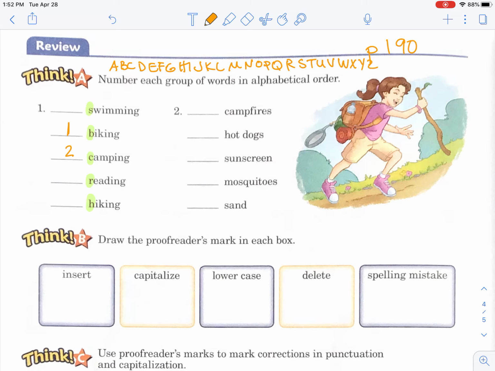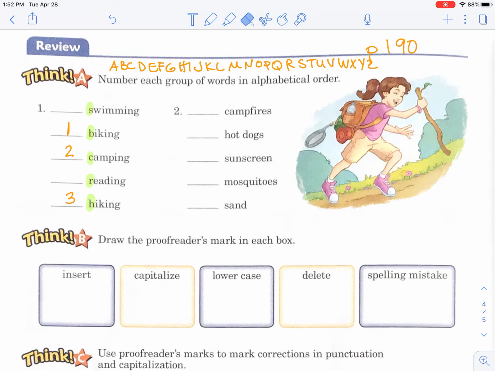A, B, C, D, E, F, G, H. There's H, hiking. I, J, K, L, M, N, O, P, Q, R, S, swimming. S, swimming. T, U, V, W, X. Wait, did I miss one? I did. Hold on. Let's go back.